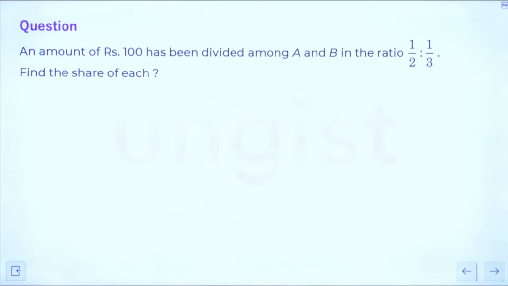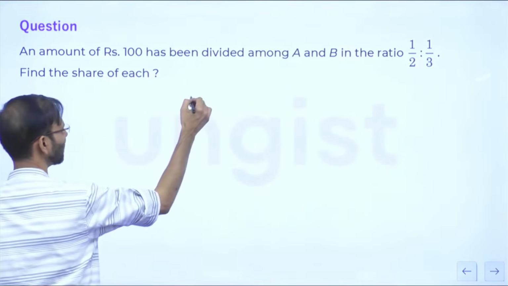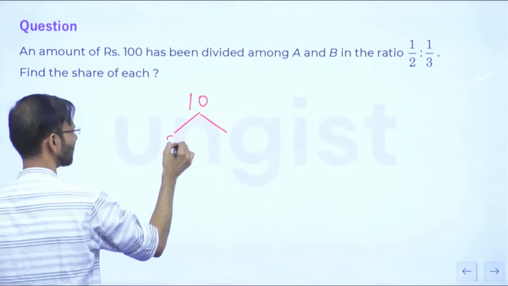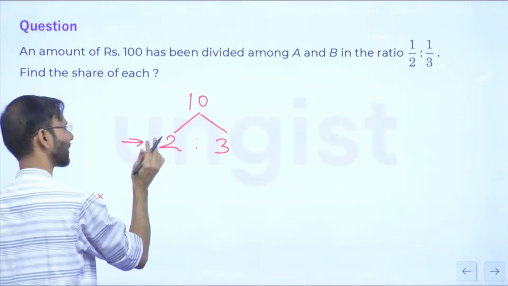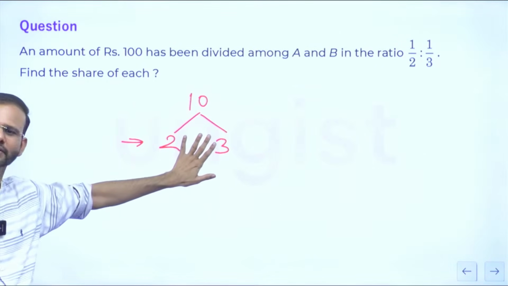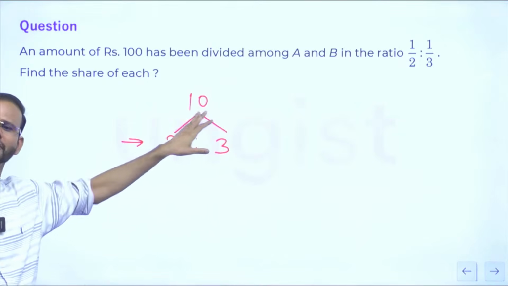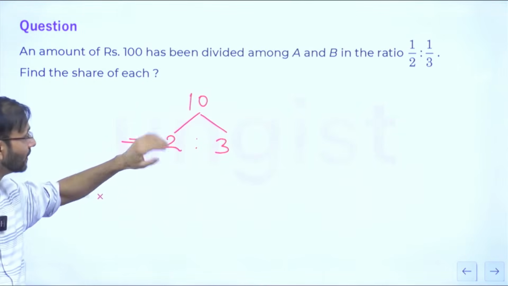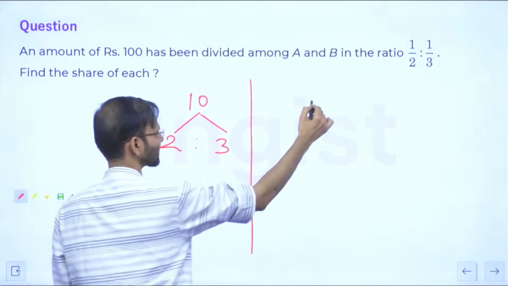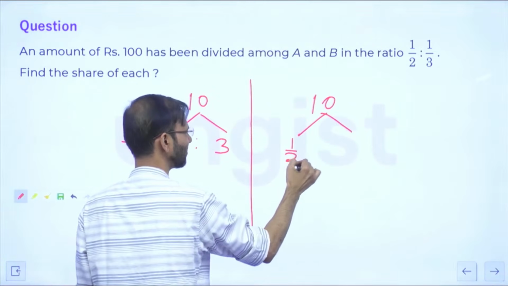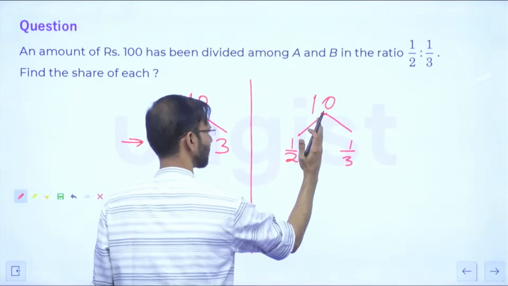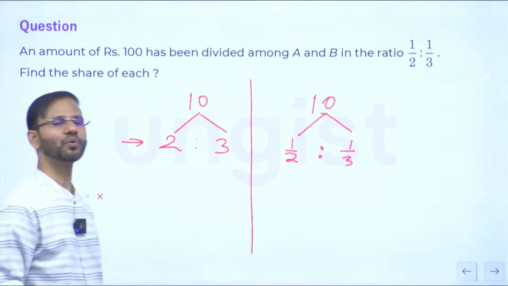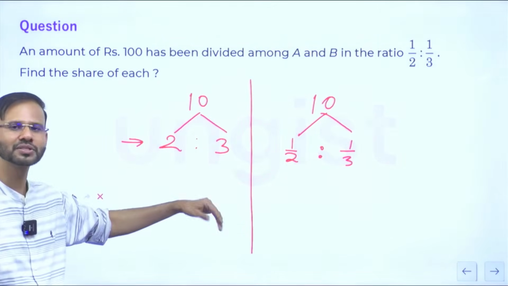An amount of rupees 100 has been divided among A and B in the ratio 1/2 is to 1/3. Find the share of each. Right? Everybody, let me tell you one thing. Till now, what we have studied, we have divided like 100 in the ratio 2:3. Correct? Like this was the first question that we solved in the class, in the division of ratio. Now, if the same question comes like this, I mean divide 10 in the ratio 1/2 is to 1/3, then what will you do? Now what is to be done? How would this question be solved?